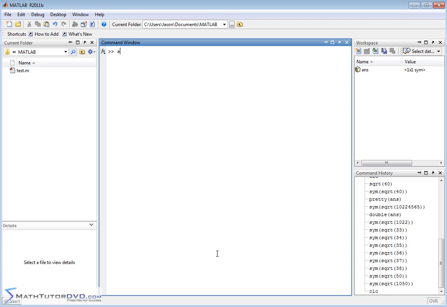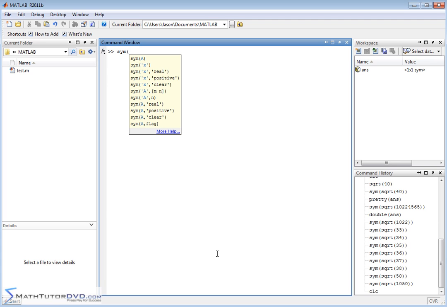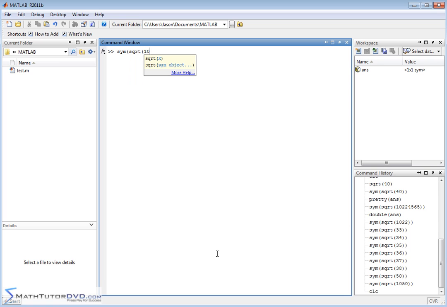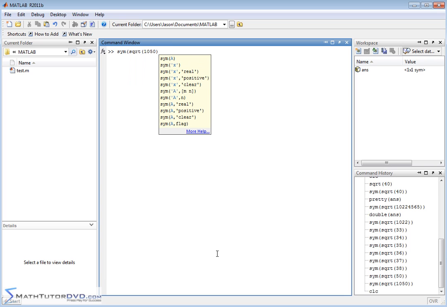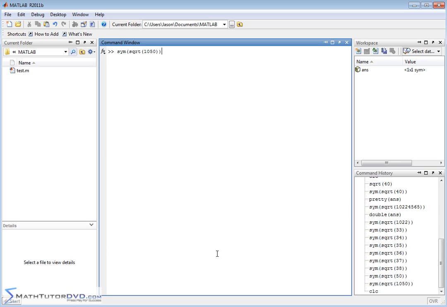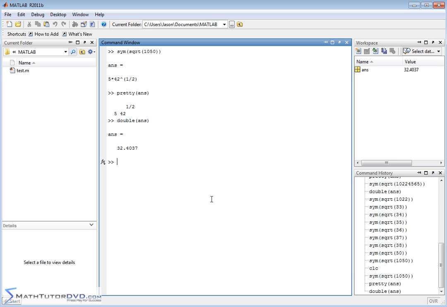What if we wanted to do, as another test, the symbolic representation of the square root of, let's say, 1050, something large. This is something that would take you a little while by hand to factor it all out, collect all the terms, and figure out what it all is. MATLAB quickly tells you it's 5 times 42 to the power of 1/2. So 5 times the square root of 42 is going to be that answer. And if you require that in decimal form, you can always just type double answer. It basically converts whatever you want to a decimal. So the answer is 32.4037.